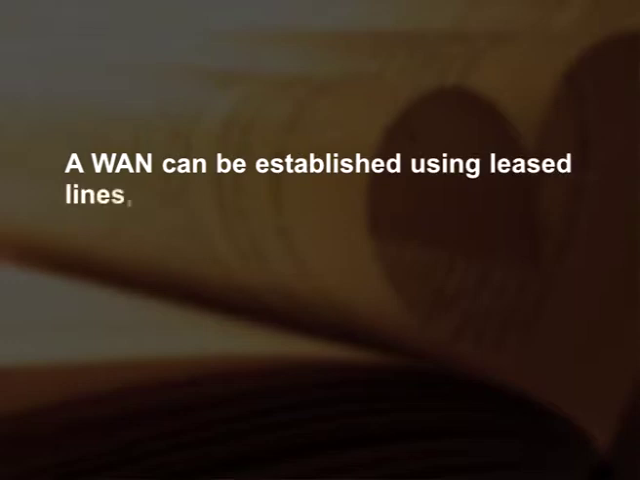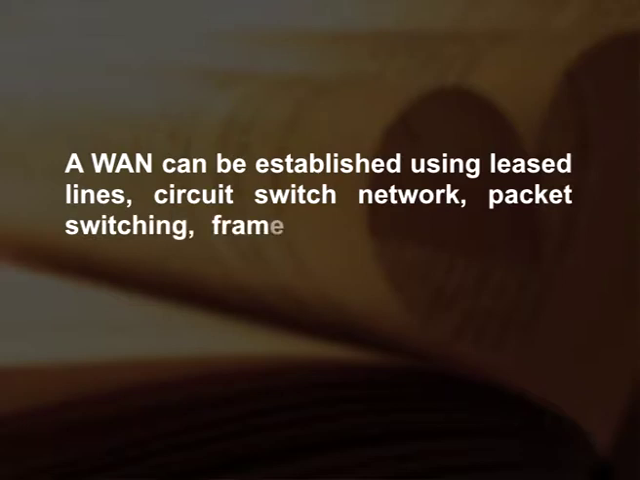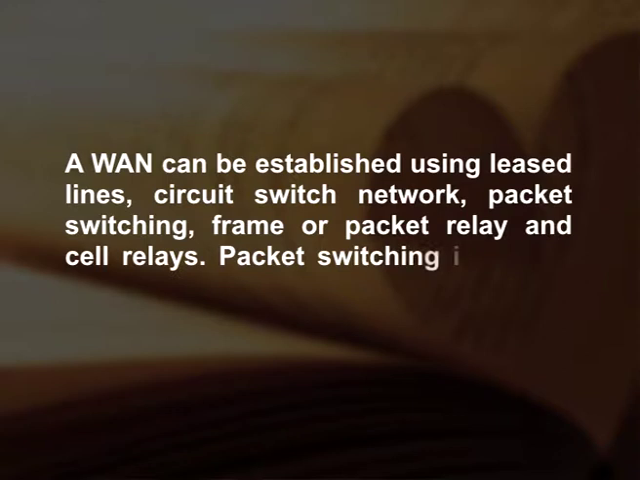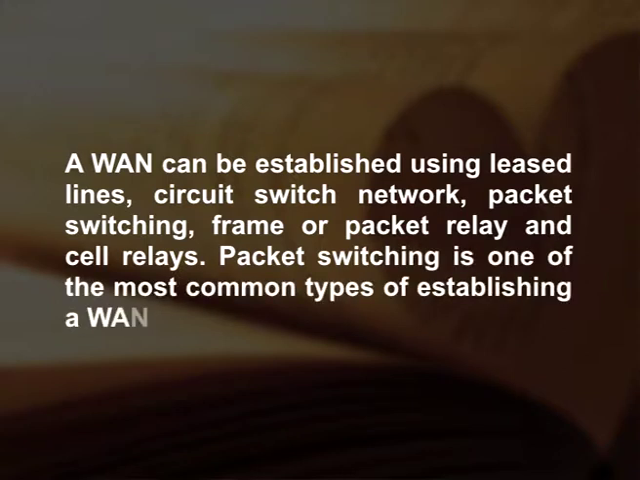A WAN can be established using leased lines, circuit switch network, packet switching, frame or packet relay, and cell relay. Packet switching is one of the most common types of establishing a WAN network. In a packet switching method, a digital network is established.